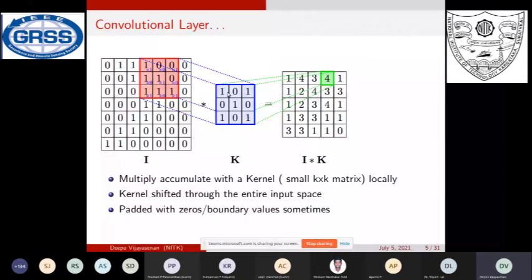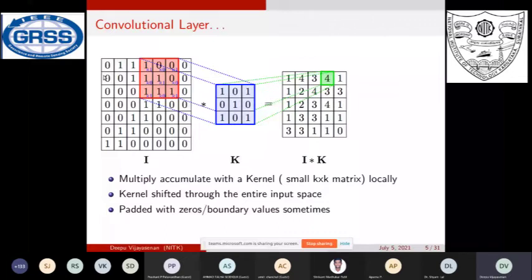How do you get this one? You shift this red window to the right. So this 0, 0, 0, 1, 0, 0 and 1, 1, 0 will get multiplied with this and get this. How do you get this one, the second row, first column one? You overlap it starting with second row, first column. So you overlap here and then keep on shifting. So that's what you do.